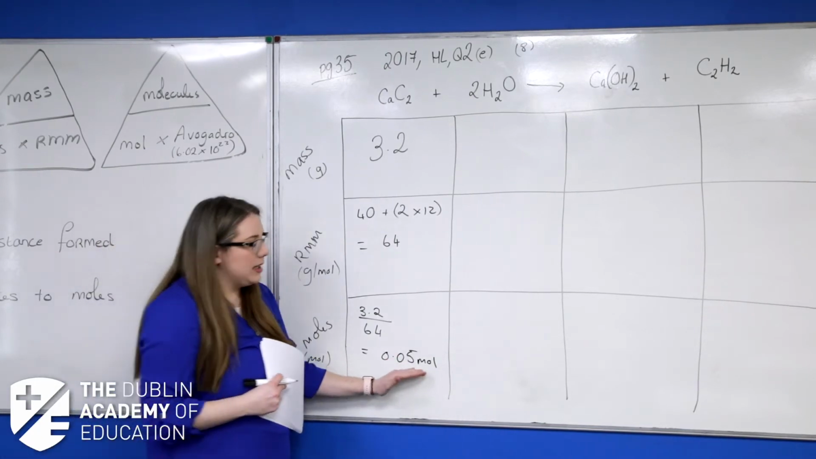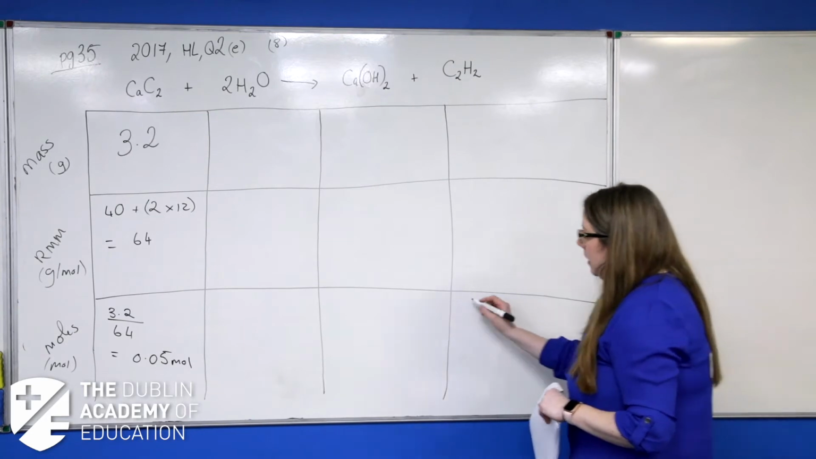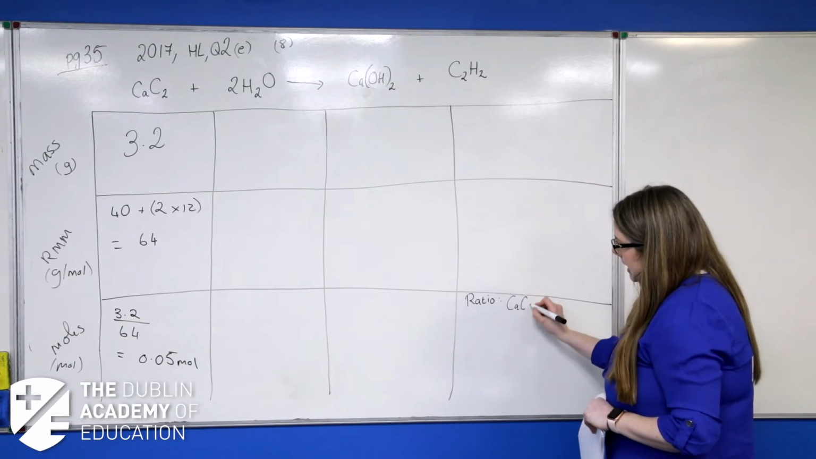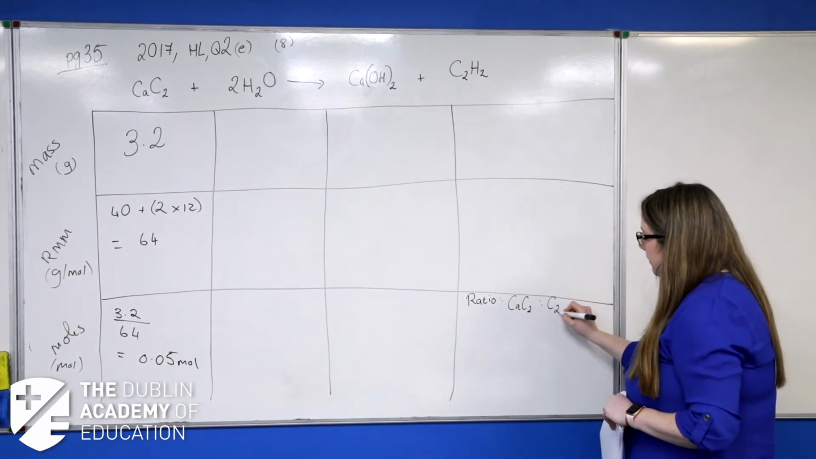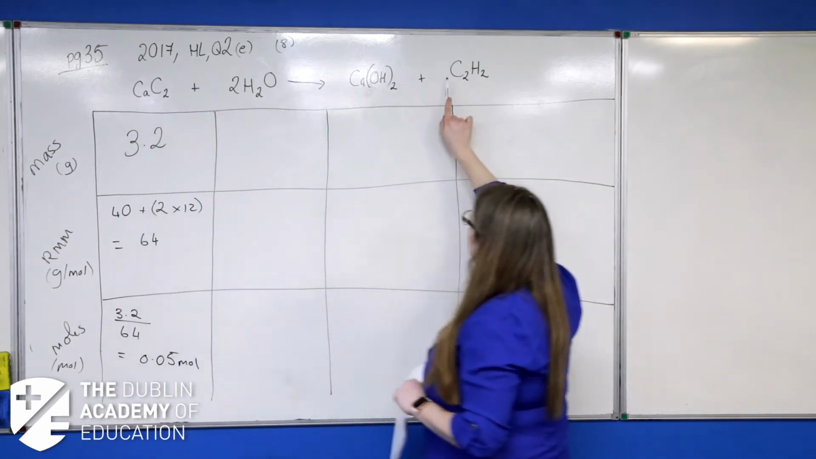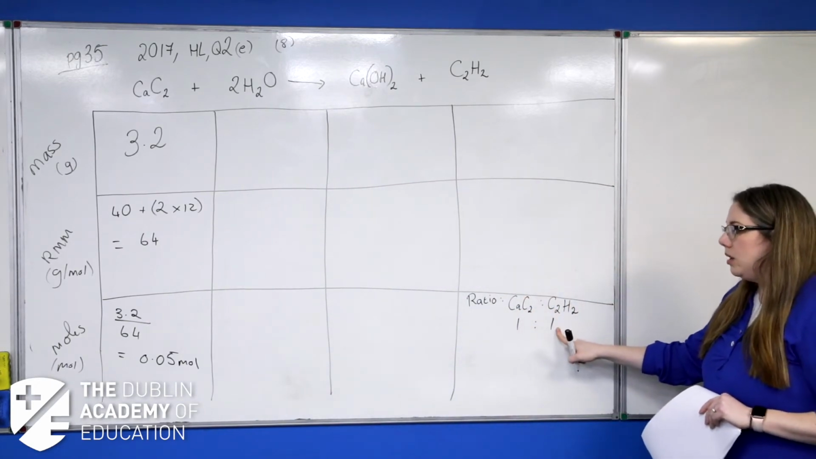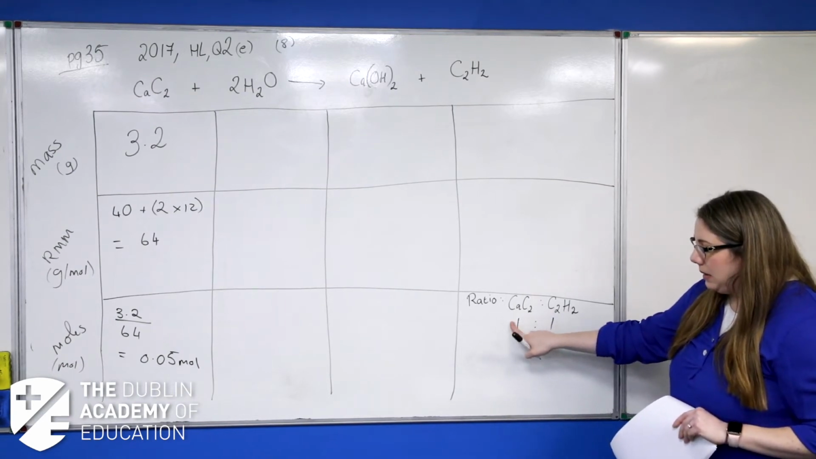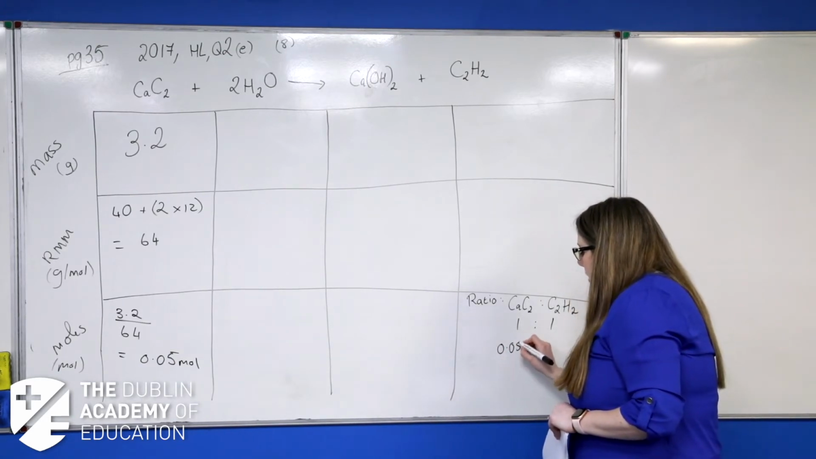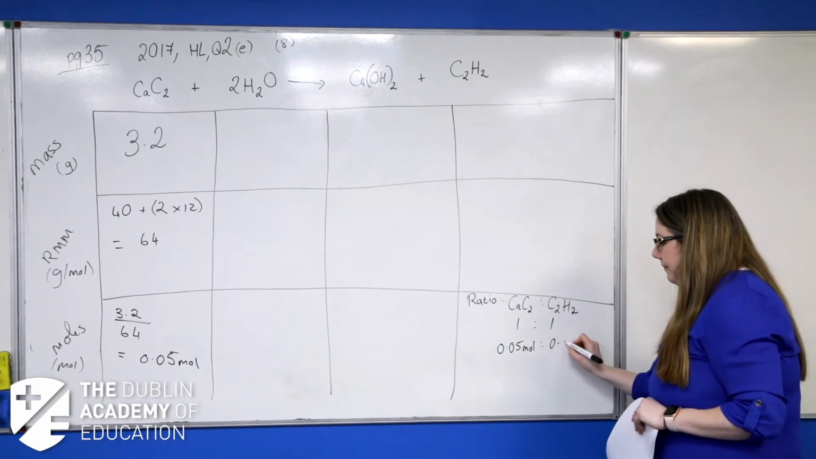Now, in this reaction, we used 0.05 moles of our calcium carbide. Now, we need to use this to figure out how many moles of ethyne we formed in this reaction. So now look at the ratio. It's the ratio of calcium carbide, CaC2, to ethyne. Now, from the balanced equation, it's 1 to 1. 1 mole of calcium carbide will make 1 mole of ethyne. So however many moles of this you have, you're going to make the same number of moles of ethyne. So if I start off with 0.05 moles, you're going to make the same number of moles of ethyne.